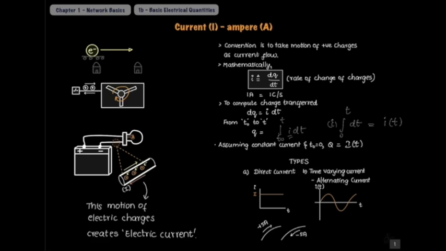Please note that there are different types of current, one being the direct current, the other type is time varying current. The most common form of time varying current is the alternating current.